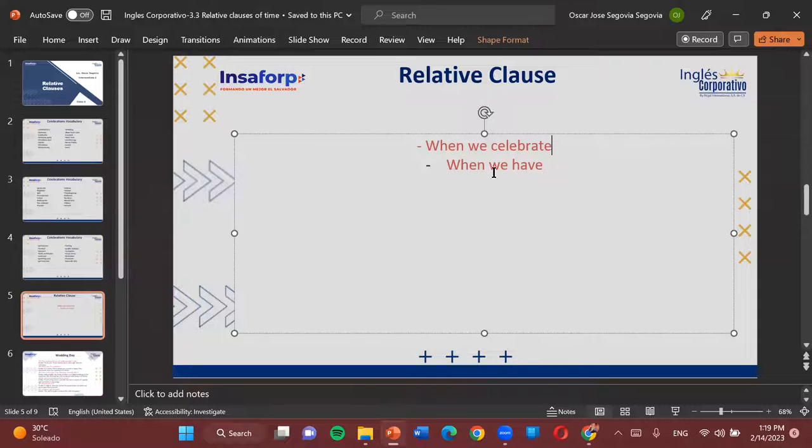Bueno, so, we have relative classes of time. That is the one that we're going to be talking about right now. The most common one is when, ¿sí? Entonces, las relative classes son secciones de la oración que utilizamos para poder establecer una relación, ¿sí? Con algo específico. Ahorita, por ejemplo, ayer hablábamos acerca de celebrations. Aquí tenemos, por ejemplo, when we celebrate. Y de aquí en adelante, ustedes van a crear un ejemplo.